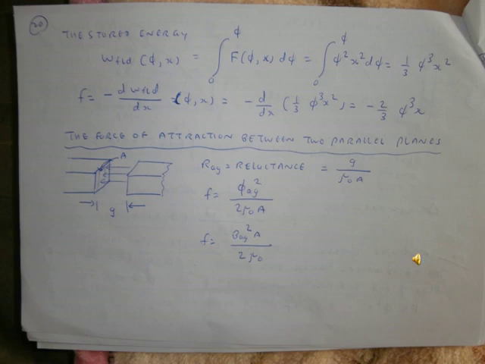The stored energy W_f(phi, x) is the integration from 0 to phi of f dphi, so integration 0 to phi of phi squared x squared dphi, so one third phi to the power 3 times x squared. And the force f equals minus dW_f divided by dx, so minus d by dx of one third phi cubed x squared, so minus two thirds phi cubed x. Now the force of the parallel planes.